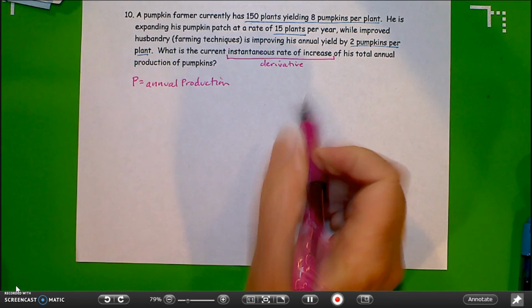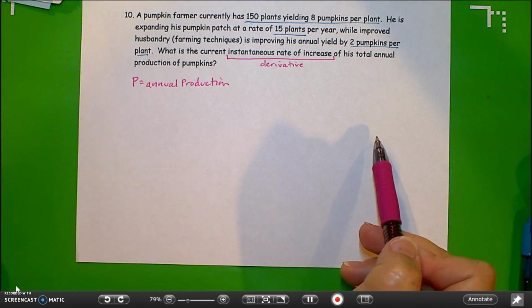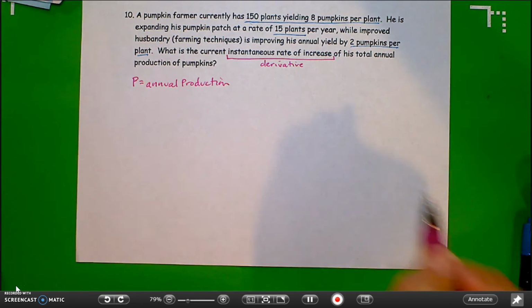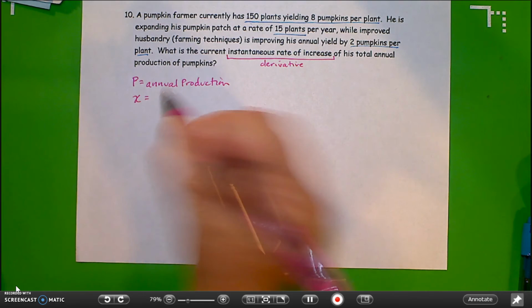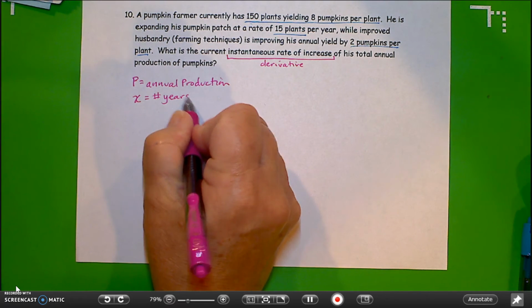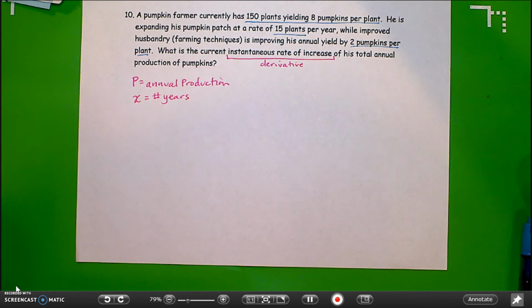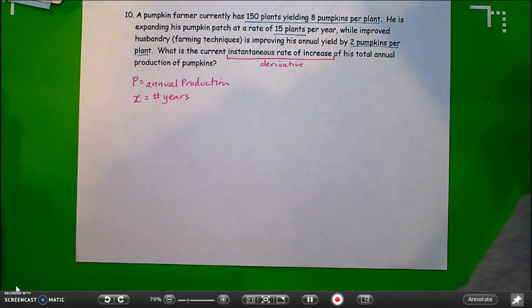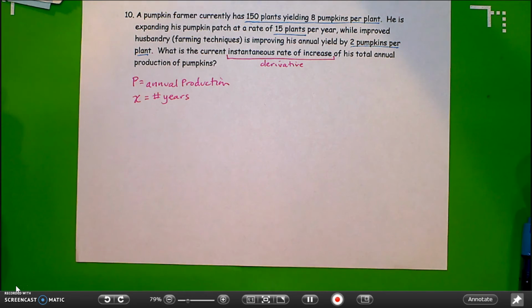That's what I'm interested in, looking at the instantaneous rate of change. I need a variable for time. I'm just going to conveniently use x. So x is the year number, or the number of years that have passed here.